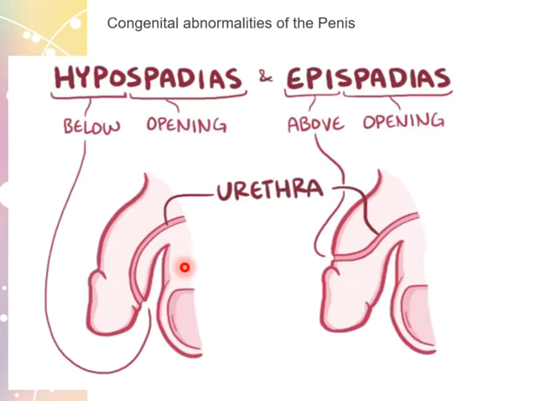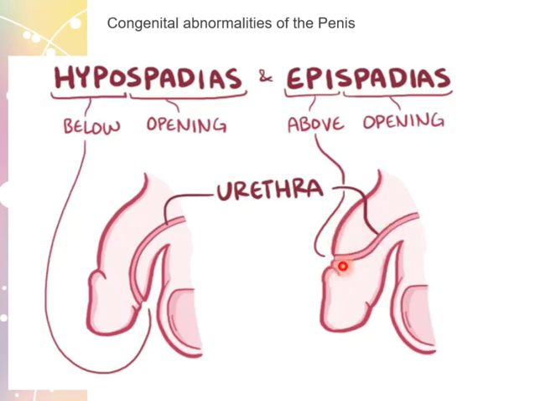So now we are going to look at the congenital abnormalities of the penis. There are two common congenital abnormalities that are seen. Sometimes the opening is below, on the under surface, as you can see here, that is hypospadias. Sometimes it is on the dorsal surface above, that is called epispadias. Okay, so they are the most commonly seen ones.